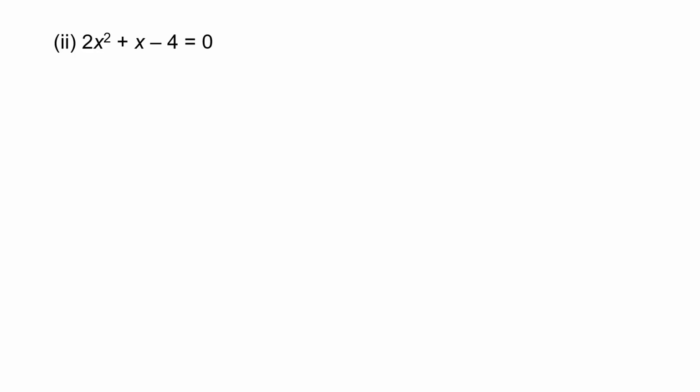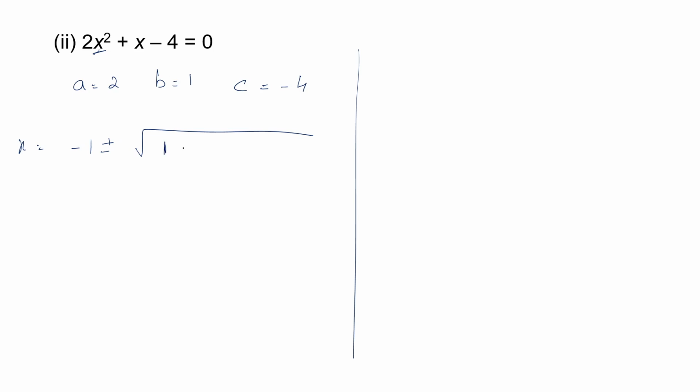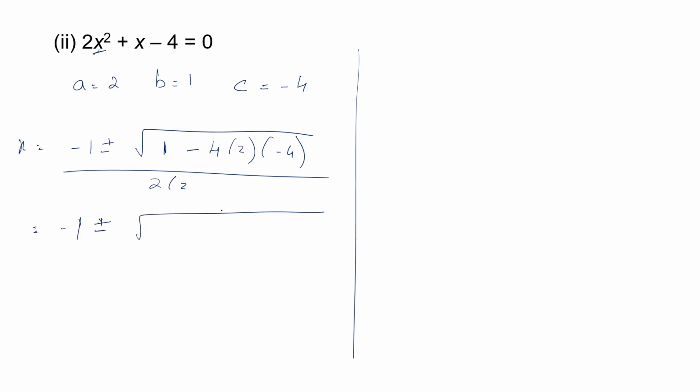So the second question is the same question. In the first one they are asking to solve by the quadratic equation. So you write what a is: the coefficient of x square, b is the coefficient of x, and c is the constant, along with the sign. So the value of x is minus b plus or minus root of b square minus 4ac by 2a. Okay, just keep solving this, you will get the answer.